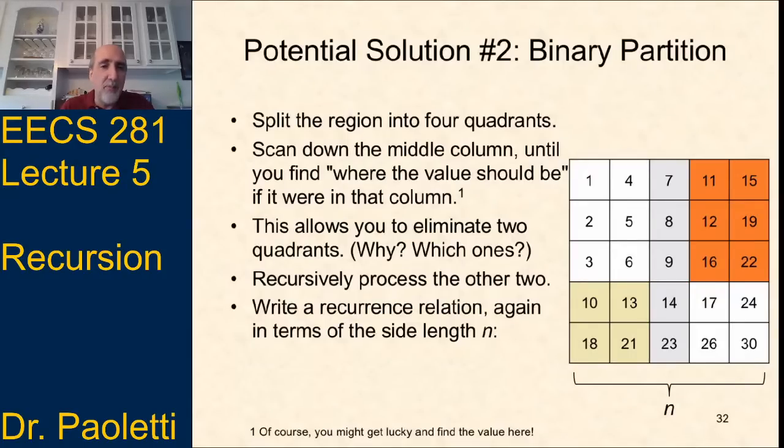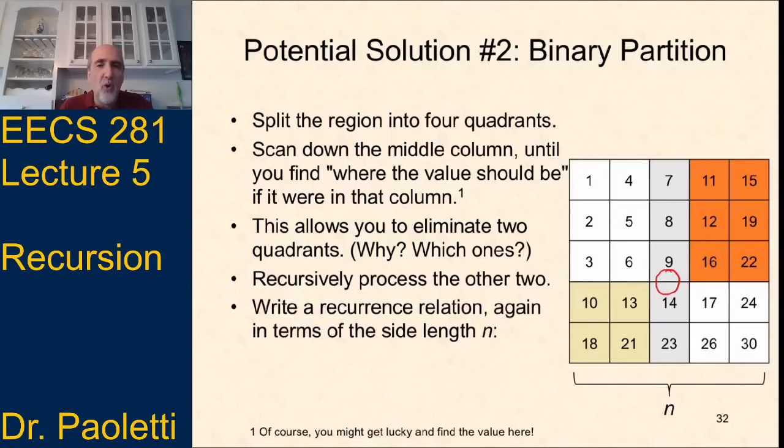And the claim is that that's going to allow us to eliminate 2 quadrants. So let's say I'm searching for 13 again. I scan the middle column, and I see that 13 should be right here, and it's not. If I was searching for 14, I would say, where should 14 be? Well, 14 should be here. I found it, I'm done, I'm lucky. But if I don't get lucky, I want to find out where 13 should be. So 13 should be there, and it's not.